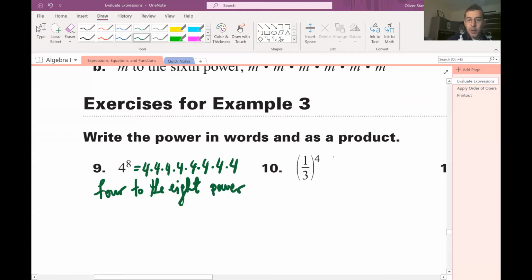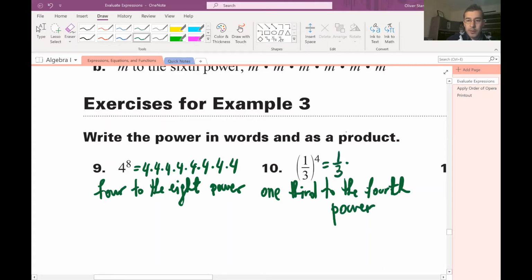Number 10, 1/3 to the 4th. So this would be, in words, 1/3 to the 4th power. Okay, and then as a product, it would be 1/3 times 1/3 times 1/3 times 1/3. So the exponent is 4, so 4 times we're multiplying 1/3 by itself.